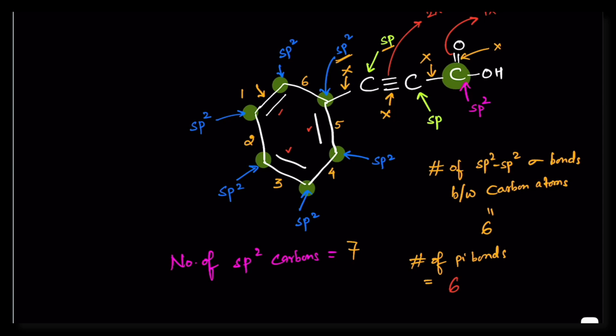So this is how you can read the structure and identify the hybridization of carbon atoms, the number of sigma bonds, the number of pi bonds, the number of sp2 or sp bonds, and a lot of questions can be framed on this.